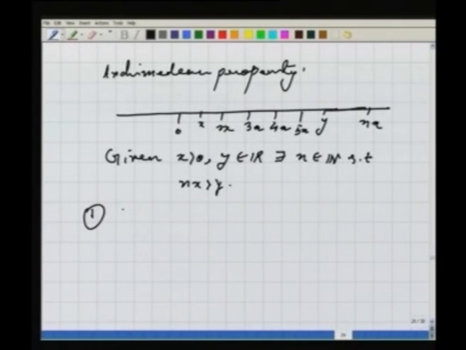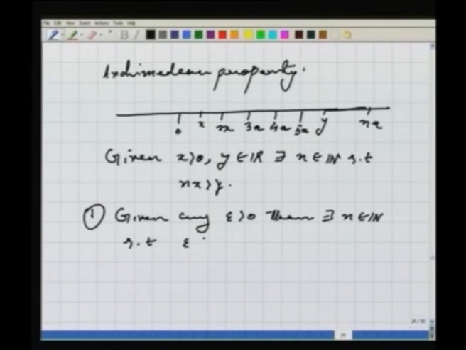Then we have seen some fundamental applications of the Archimedean property. Number one was that given any epsilon bigger than 0, this epsilon might be very large, it might be very small also, something like 1 by 10 lakhs, it does not really matter. Then there exists a natural number n such that this epsilon is strictly less than 1 by n. This was a simple application of the Archimedean property.